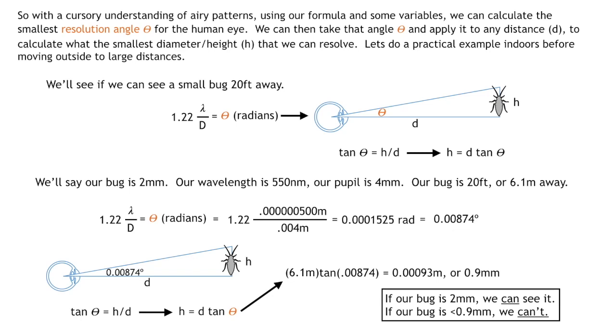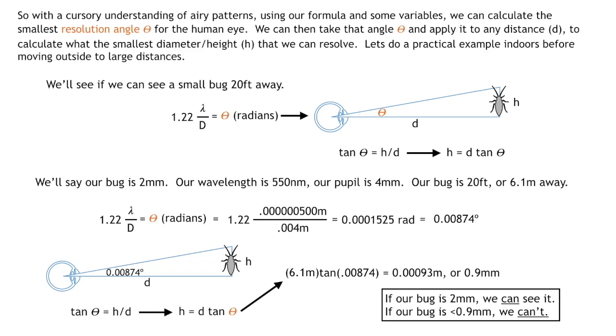So our bug is 20 feet away, or 6.1 meters. So we've first solved for theta. We plug in our numbers. Make sure you convert radians to degrees, which is 57.3 degrees per radian. And you come out with a number of 0.00874 degrees.